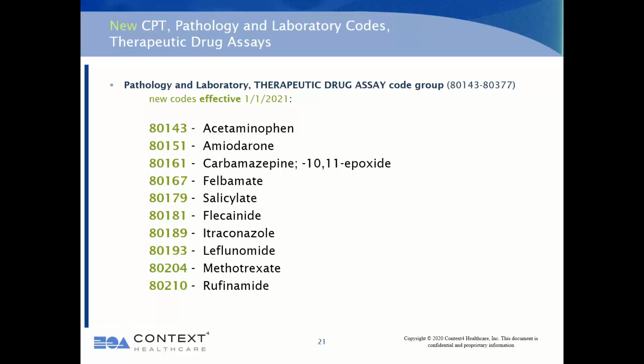This new carbamazepine assay code, 80161, is a test of the liver metabolite, the 10,11-epoxide, which is known to be chiefly responsible for the tissue toxicity of carbamazepine. This code will list under established codes 80156 for carbamazepine total and 80157 for carbamazepine free.